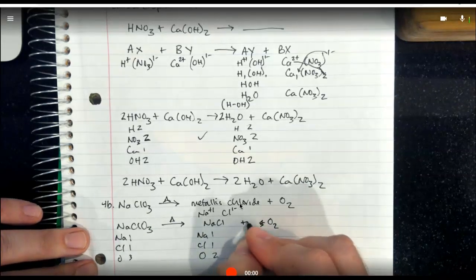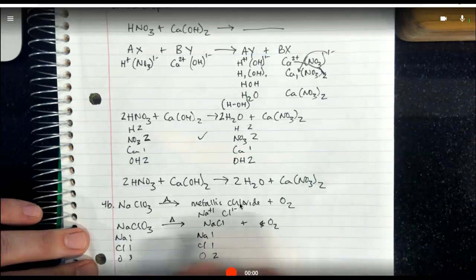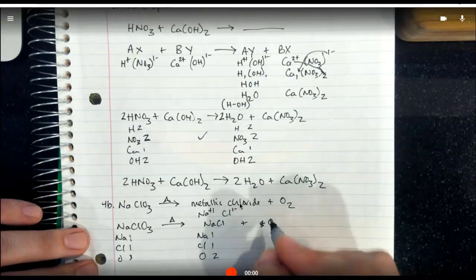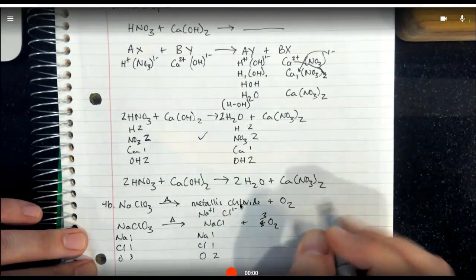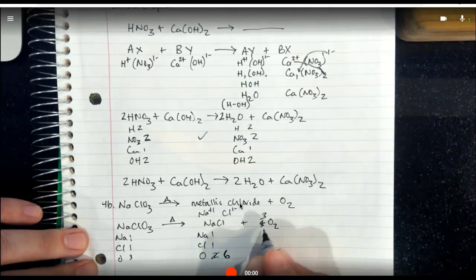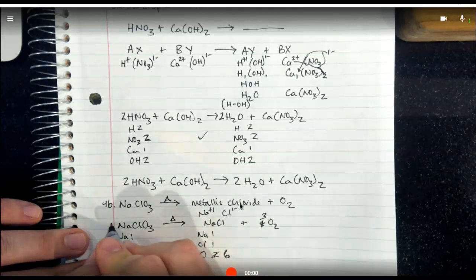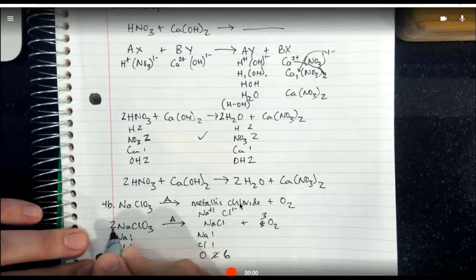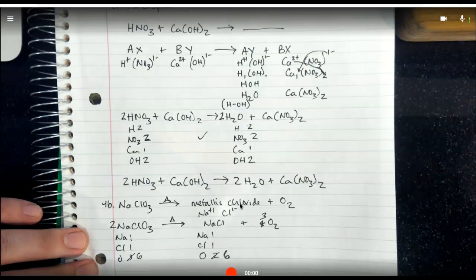So what I like to do is look for a common multiplier here. If we put a 3, we end up with 6 oxygens on the right-hand side. And if we put a 2 on this side, we end up with 2 times 3, 6 oxygens on that side. So now our oxygens are balanced.